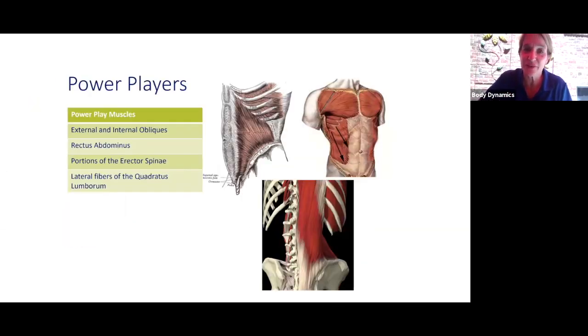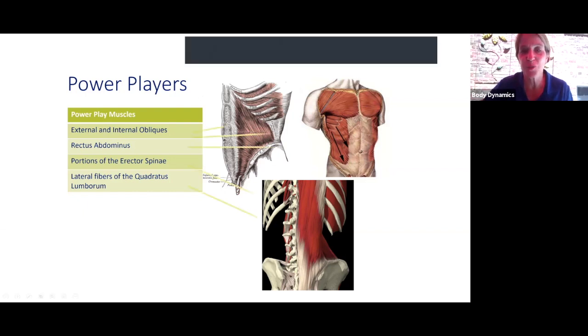And then we have the power players, right? These are the power play muscles, the run, jump, and play muscles. Frankly, these are the ones that many people are focused on. So you've got your internal and external obliques, which run here and here. You've got your rectus abdominis, or your six-pack muscle, and some of the large back muscles that you see when you're looking at weightlifters. And then some of you are very familiar with this side muscle, the quadratus lumborum, which is part of the side and back. It's a big, thick muscle that is also a big part of the run, jump, and play muscles, and can get very tight and sore.